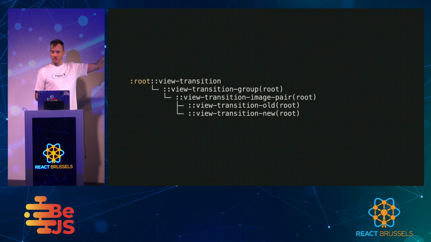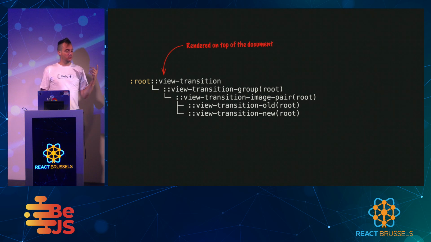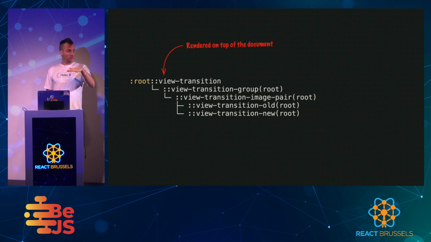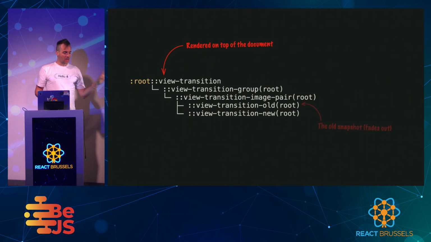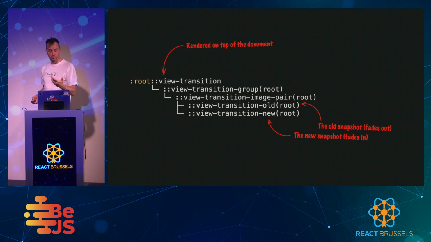So these pseudos that you see right here, yes, that's a lot, but every one of them has a meaning and a function. The first one that we see there is the ::view-transition root, which gets rendered on top of the document. So you have your document, and on top of there you have this thing sitting, which will gather all the view transition pseudos in there. We recognize the old one and the new one, which I have already mentioned. The old one fades out, and the new one fades in by default.